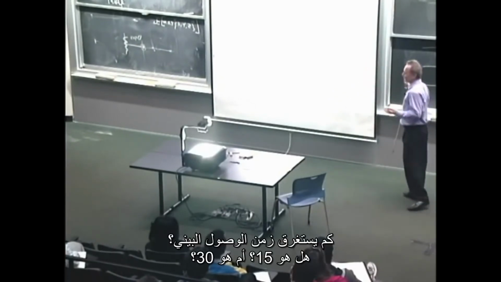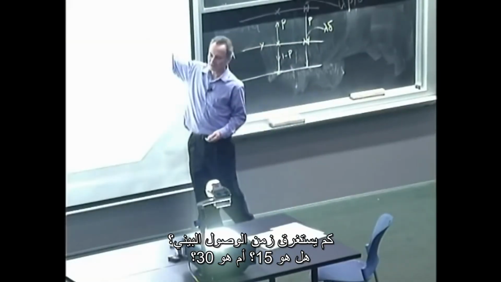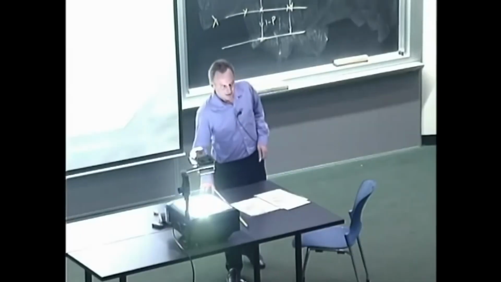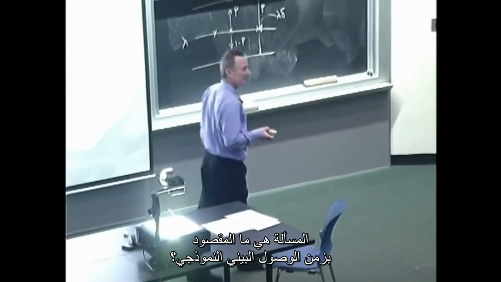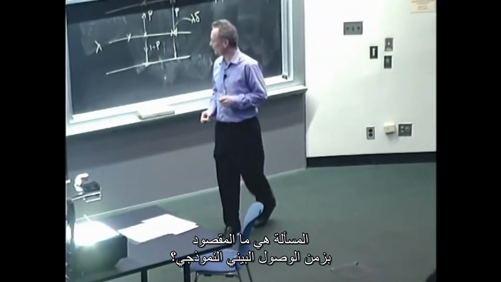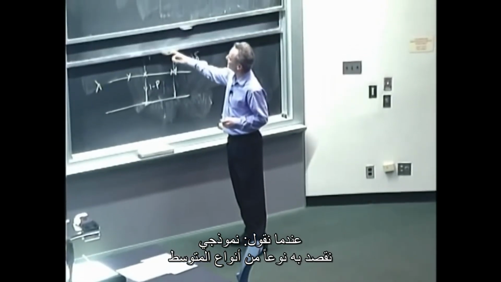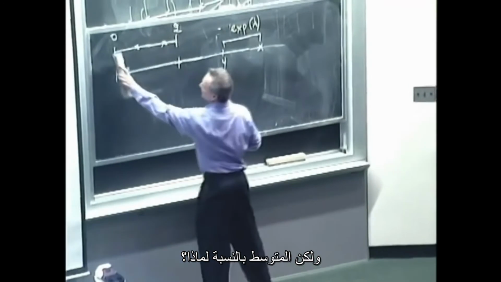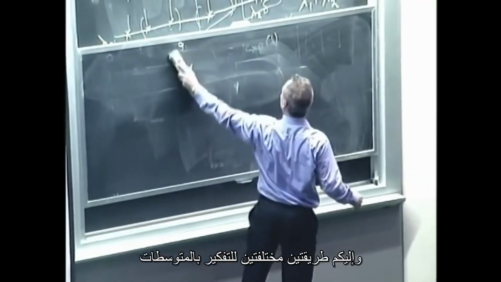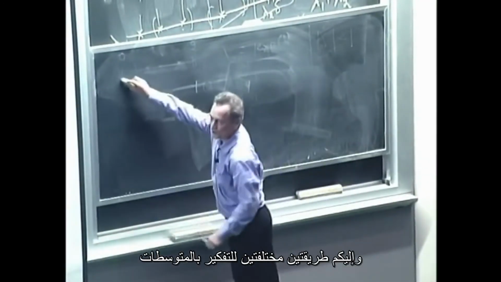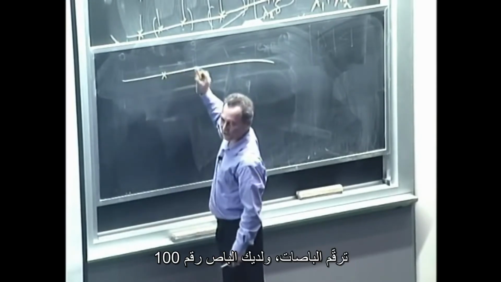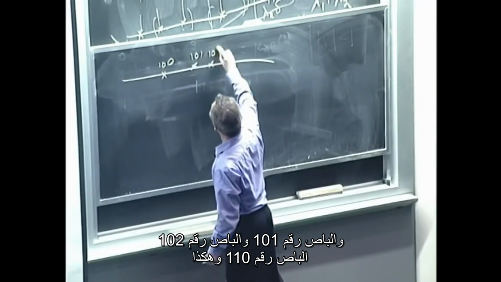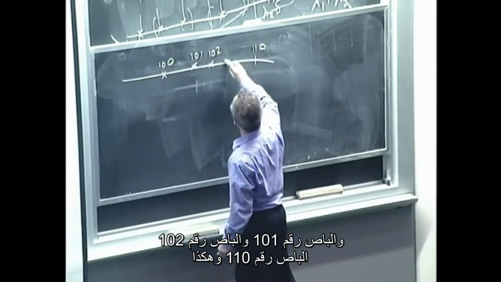How long is the interarrival time? Is it 15 or is it 30 on the average? The issue is, what do we mean by a typical interarrival time? When we say typical, we mean some kind of average. But average over what? Here are two different ways of thinking about averages. You number the buses, and you have bus number 100, bus number 101, bus number 102, bus number 110, and so on.